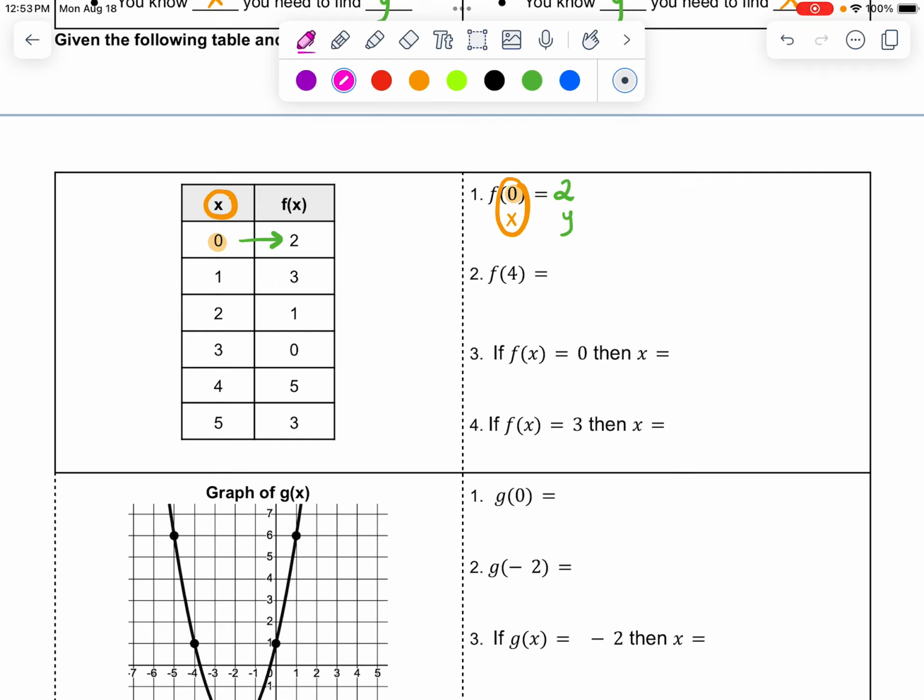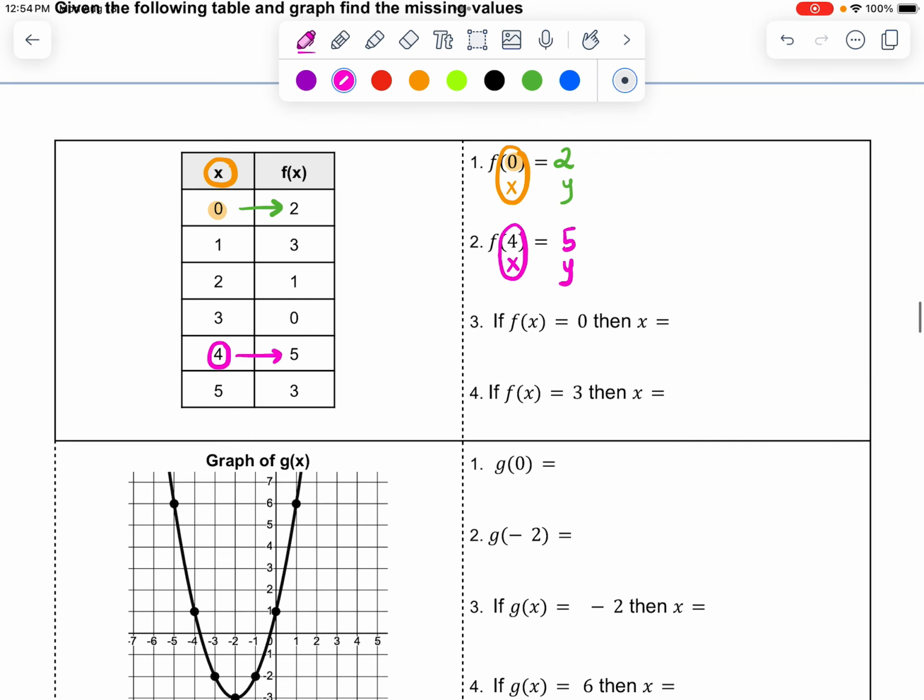In the next problem, the 4 is on the inside of the parentheses, so that's an x, which means I'm going to look for the number 4 in the left column, and I'm going to match it up with the number in the right column. That's the y.